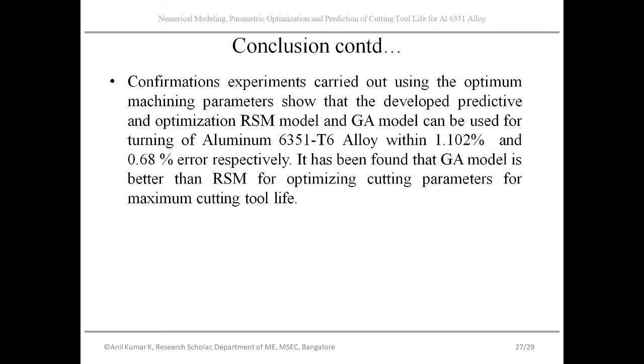Next, the confirmation experiment carried out using the optimum machining parameters shows that the developed predictive and optimization response surface model and GA model can be used for turning aluminum 6351-T6 alloy with 1.102% and 0.68% error respectively. From this we can conclude that the GA model is better than response surface methodology for optimizing the cutting parameters for maximum cutting tool life.